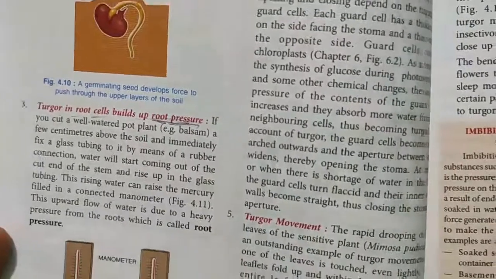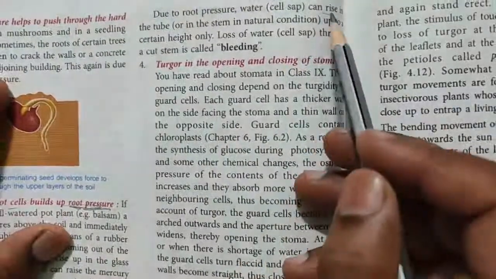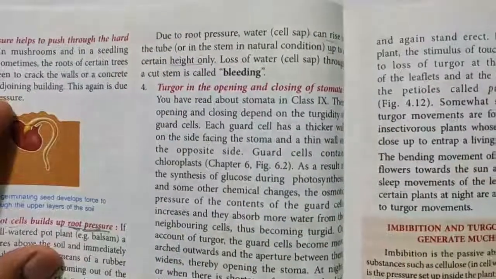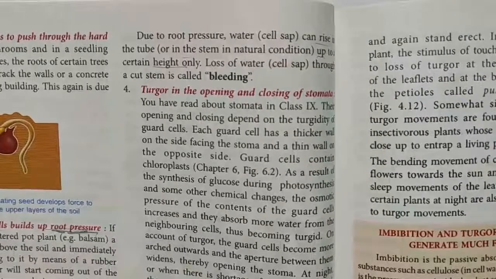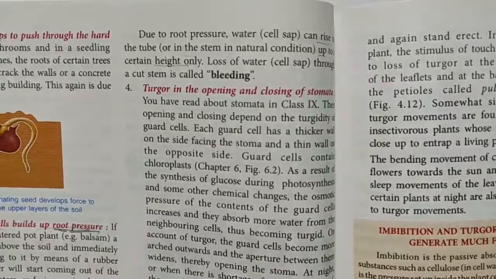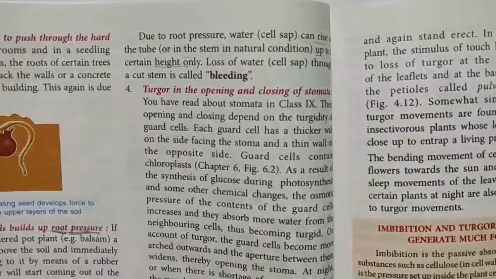Now, due to root pressure, the cell sap can rise in the tube up to a certain height only. So remember that due to this root pressure, the xylem vessel can conduct water and mineral to a certain height. It is not that it is taking water and mineral to the tip of the plant. No, but up to a certain limit in the stem region, they can extend that water and mineral.